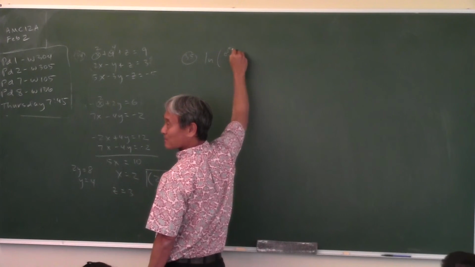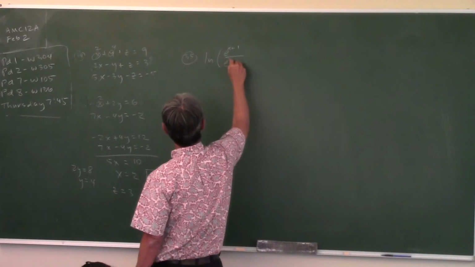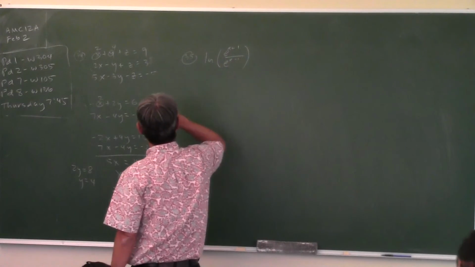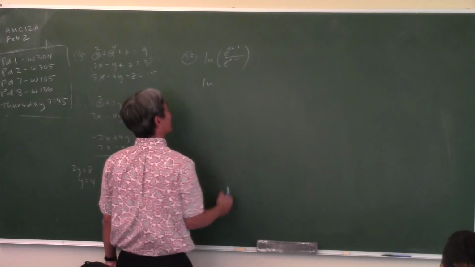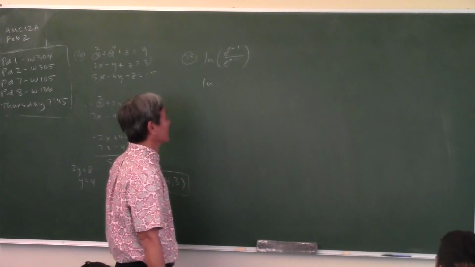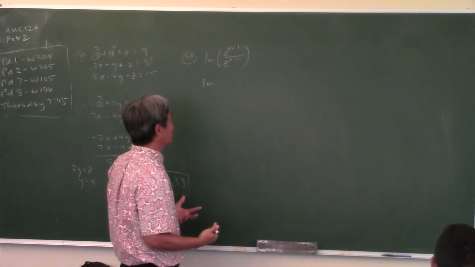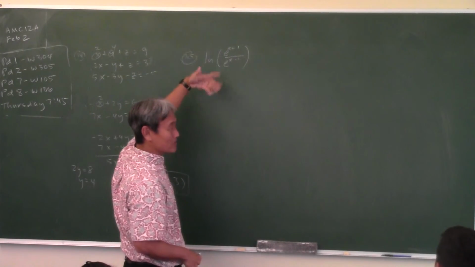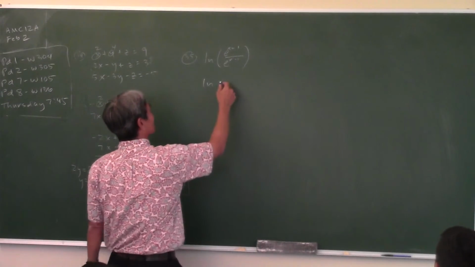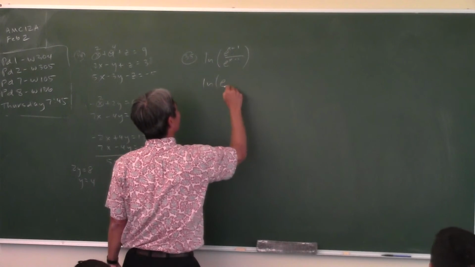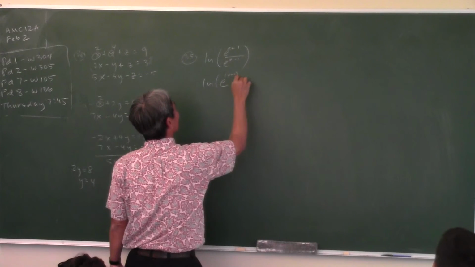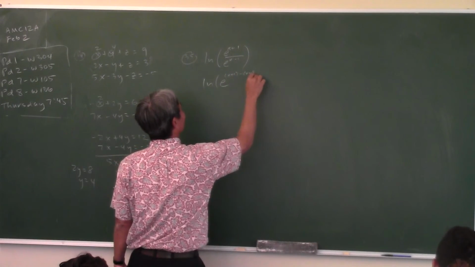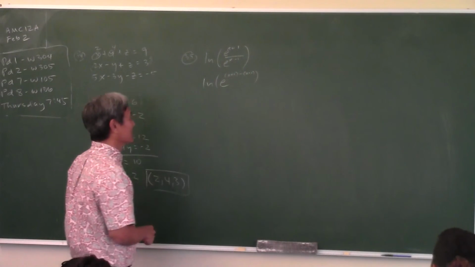ln of (e^(x+1)) / (e^(x-1)). Okay, natural log. Now, whenever you divide, what do you do with the exponents? There are lots of ways to do this problem, but since they have the same base, I would subtract the exponents. So if I subtract the exponents, what would you get? e to the, here, I'll write it out. x plus 1 minus x minus 1, right? You subtract the exponents.